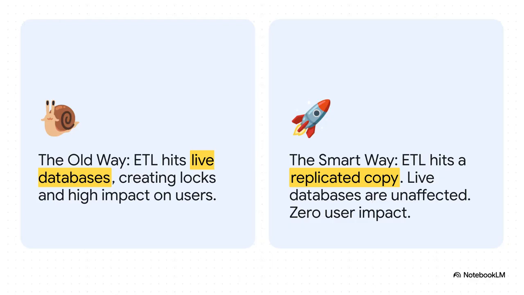And this slide just lays it all out, plain and simple. Look at the difference. The old way, your ETL is hammering your live databases, which means you're hammering your users. The smart way, the ETL process hits a replicated copy. Your live databases, they don't feel a thing. Your users, they're happy. We're literally going from a high-impact, painful process to a zero-impact one.